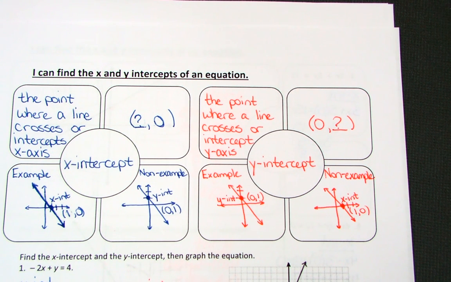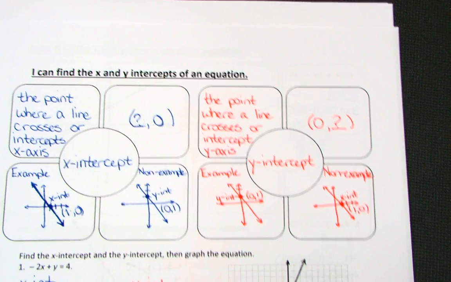The y-intercept is kind of the exact opposite. It's the point where it crosses the y-axis. And we write the y-intercept as 0, comma, and then whatever number it crosses at. Don't get those confused, the x and y-intercept. Okay? Again, you might want to pause it if you don't already have it written down.